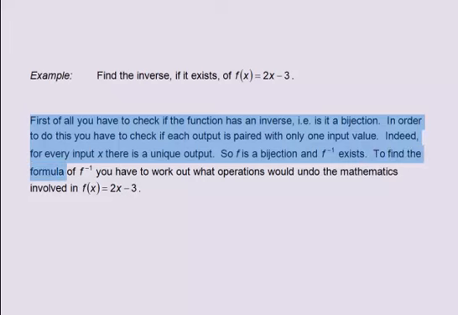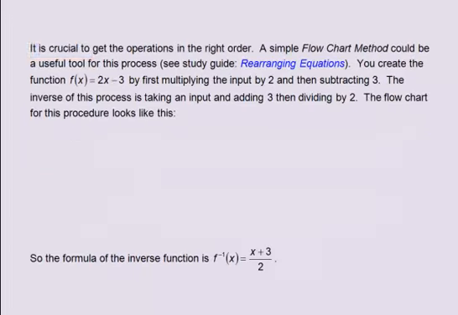To find the formula of f minus 1, you have to work out what operations would undo the mathematics involved in f of x equals 2x minus 3. It is crucial to get the operations in the right order. A simple flowchart method could be a useful tool for this process. See study guide, Rearranging Equations.